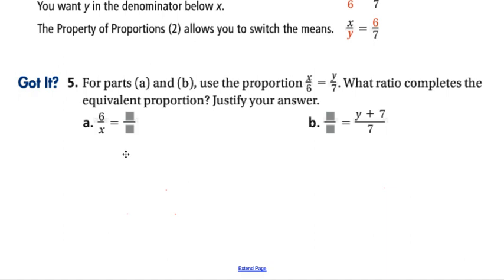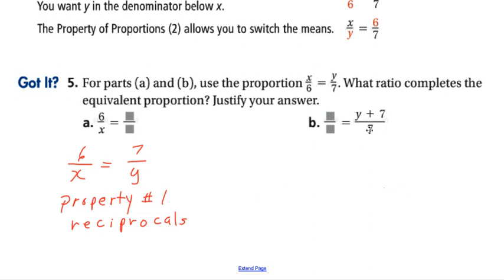All right, on the left side for letter A, we have 6 over x equals what over what, and our original says y over 7. So how did this differ from the original? Well, the original was x over 6. So what we actually did was use the reciprocal property, which is property number 1. On the right-hand side, how does this one differ from the original? Well, it looks like 7 was added to the numerator. So we need to add the denominator on the left as well. So our proportion would look like this, and that was property number 3.